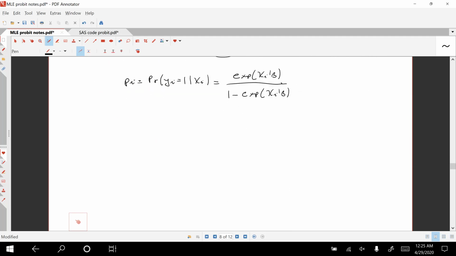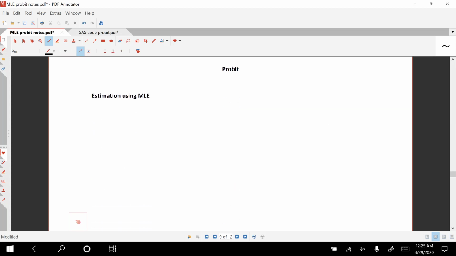So what about estimation? Well, we could use MLE. Remember, going back to our previous class, things change slightly here because now we have a conditional distribution. So the probability density function of yi conditional on xi is as follows. Remember, this is the Bernoulli distribution.